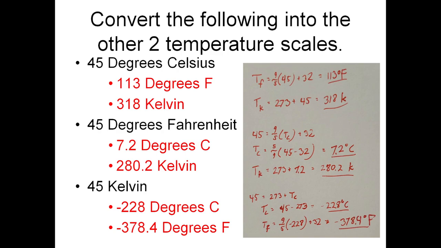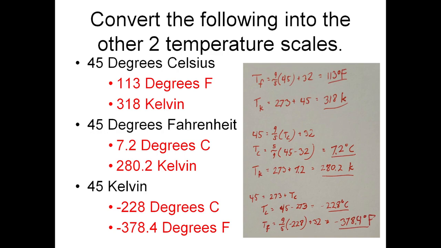So 25 Celsius, 75 Fahrenheit is room temperature. That's the temperature most humans exist at. 45 Celsius then is pretty hot, 113 Fahrenheit. So that would be like desert temperatures. That would be like if you had a fever this high, you'd be in the hospital. So 45 Celsius is pretty warm. Correlates to 318 Kelvin.